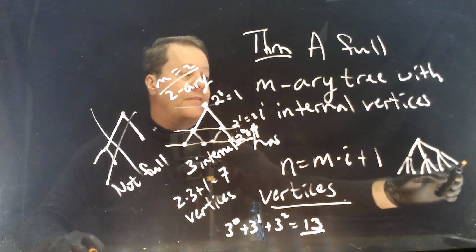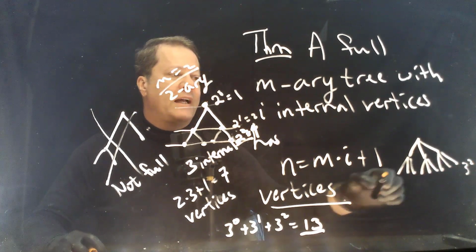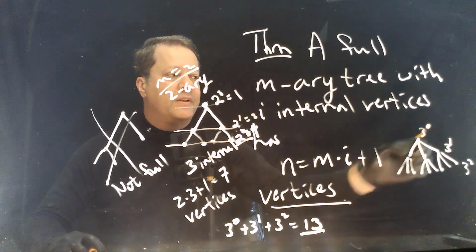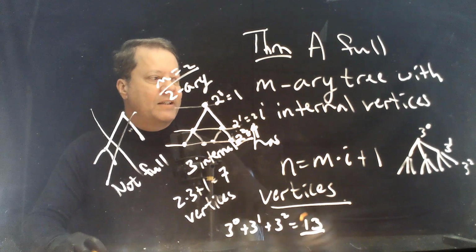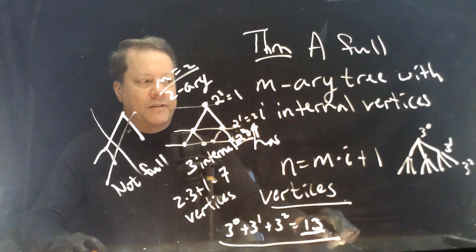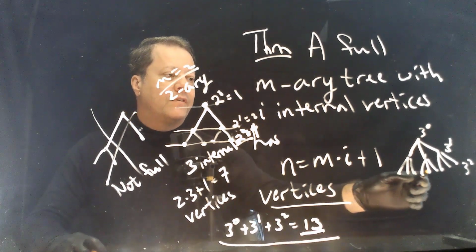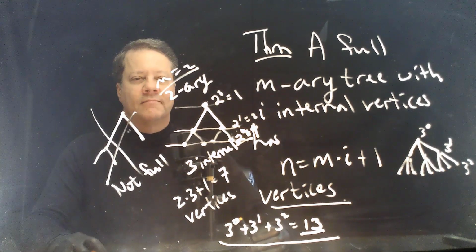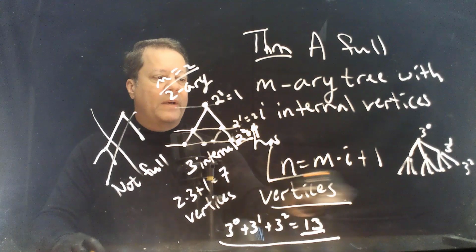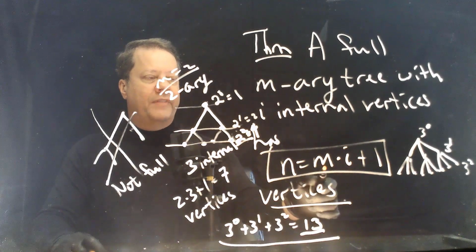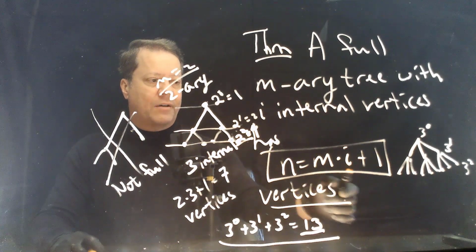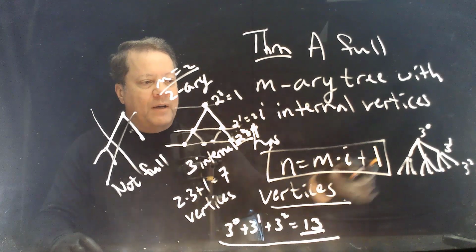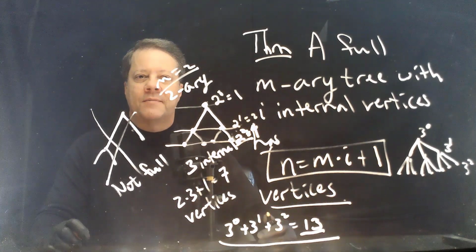Where here you have 3 squared or 9 vertices, 3 to the 1, or 3 vertices, and 3 to the 0 with that one remaining vertex here. That gives you the 13 vertices. 1, 2, 3, 4, 5, 6, 7, 8, 9, 10, 11, 12, 13. So the way to count this, if you have an M-ary tree with I internal vertices, multiply and add 1, increment by 1, to get the total number of vertices.